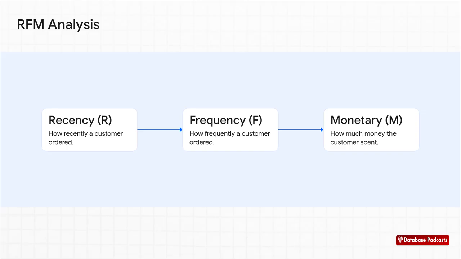It's brilliant in its simplicity. It just ranks every customer based on three simple factors. R is for recency, how recently did they buy something from you? F is for frequency, how often do they come back and buy more? And M is for monetary, how much money do they actually spend?